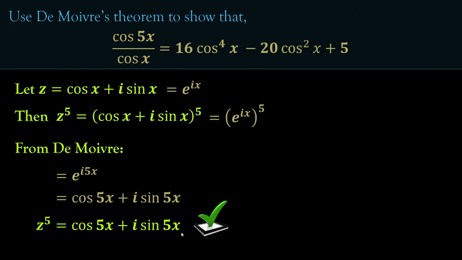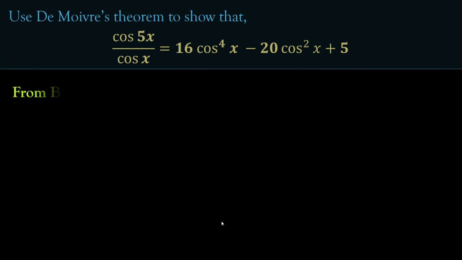This is good. So this is one way of bringing about cosine of 5x, because I need this cosine of 5x. So I've seen that z to the power 5 can be expressed like this. So let's keep that in mind, and then we move on. Now we want to express z to the power 5 in another way. This time we're going to use binomial expansion.